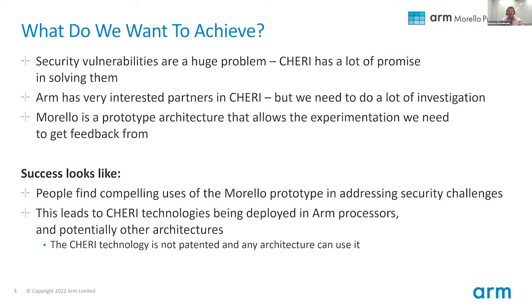What does success look like if this program works out, and all of the work that all of the various partners that John talked about, and yourselves, if you access this technology through the Technology Access Program? What success really looks like is that people will find compelling uses of this technology in addressing security challenges, such that we're then able to really make the case that this should be a mainstream part of processor architecture.